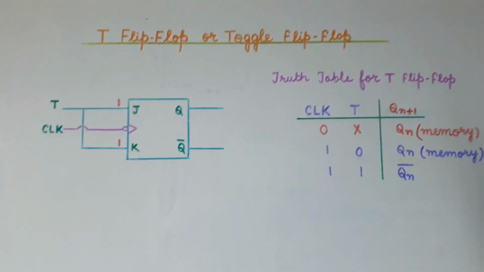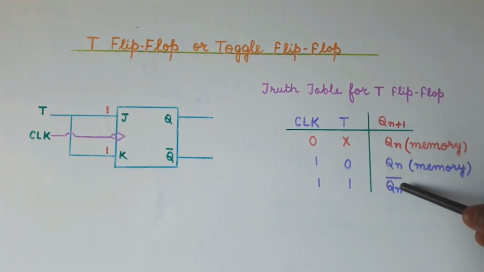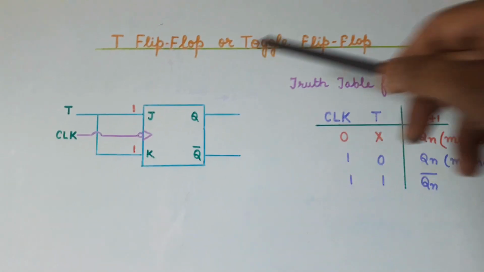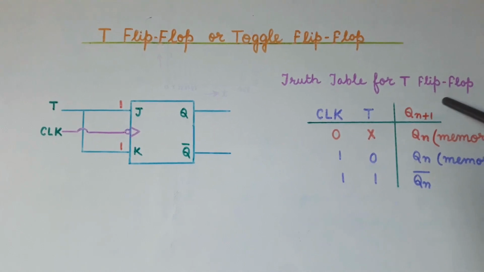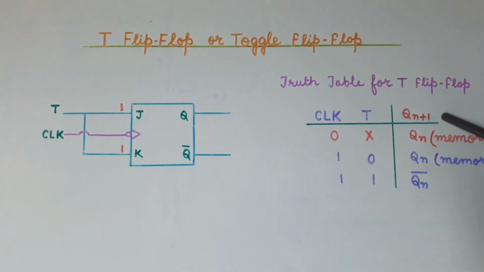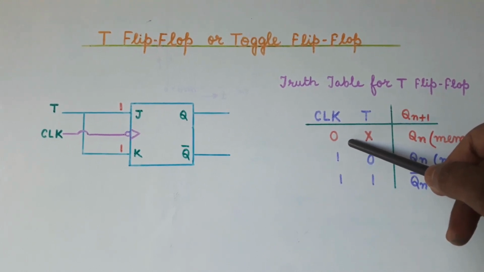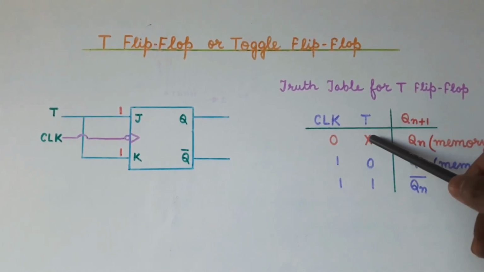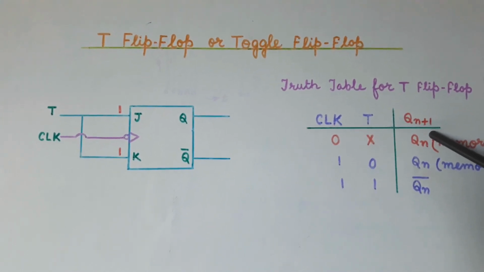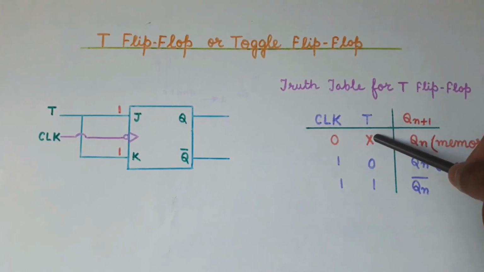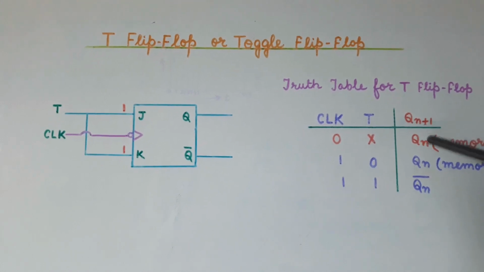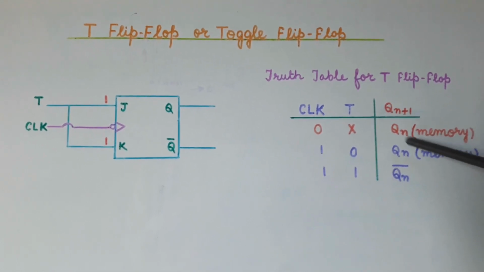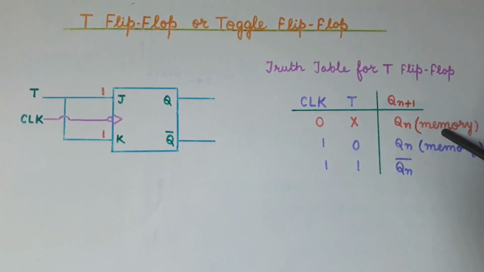Now let's see the truth table for the T flip-flop. Here we are having a clock and T as the two inputs of this flip-flop and Qn plus 1 as our output. Now when the value of clock is low, definitely this flip-flop is not going to operate, and so the state will be stored. So whatever be the value of this input T, the output Qn plus 1 is going to be Qn, that is our memory, and this is well known to all of us.